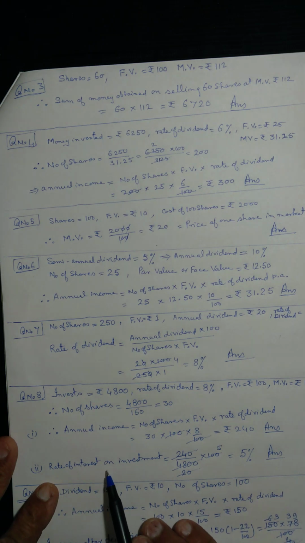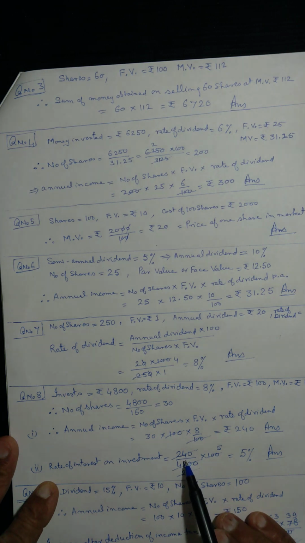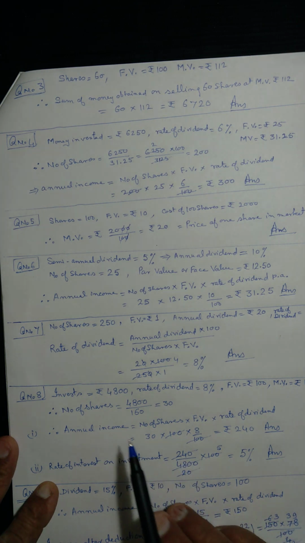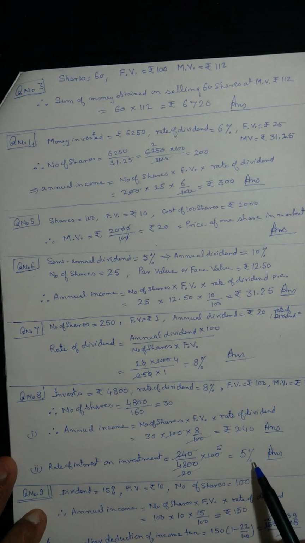The rate of interest on the investment can be worked out like this. You see the annual income, that is 240, and investment is 4,800. So 240 divided by 4800 into 100 and solve it, you will get the answer 5%.